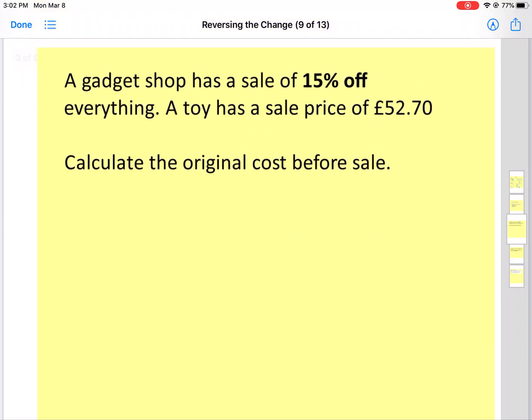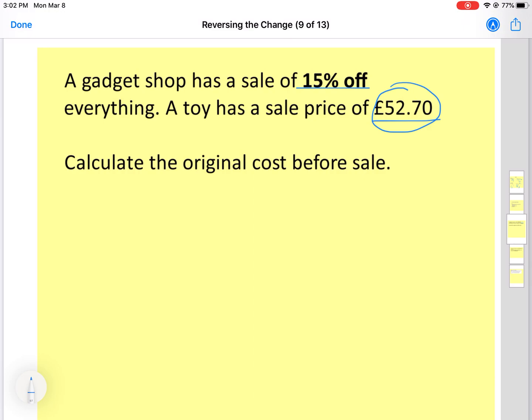So, question 1 here. A common misconception with these questions is that we say, right, it is 15% off, therefore I'll find 15% of that number and I'll take it away. That is not what's happening with these questions. With these questions, we have started off with some number, and that number is what we are trying to find. We've started off with some number, we've taken off 15% from it, and we have a result of £52.70.